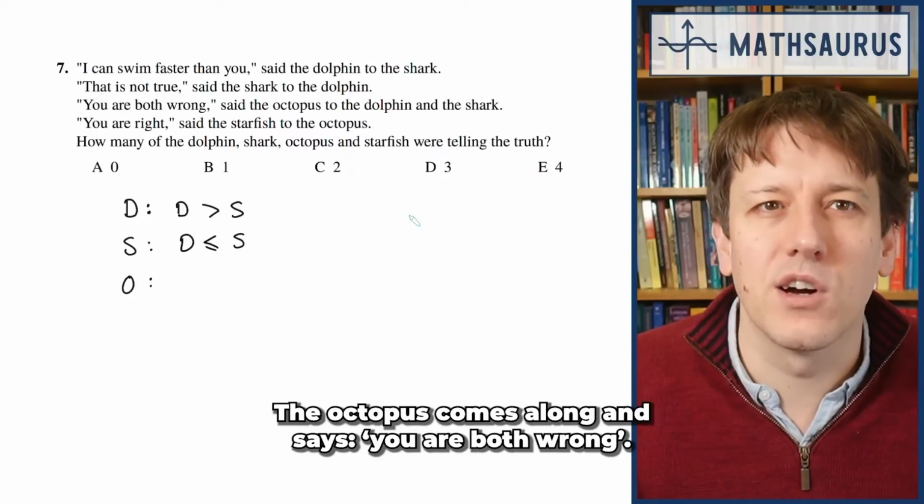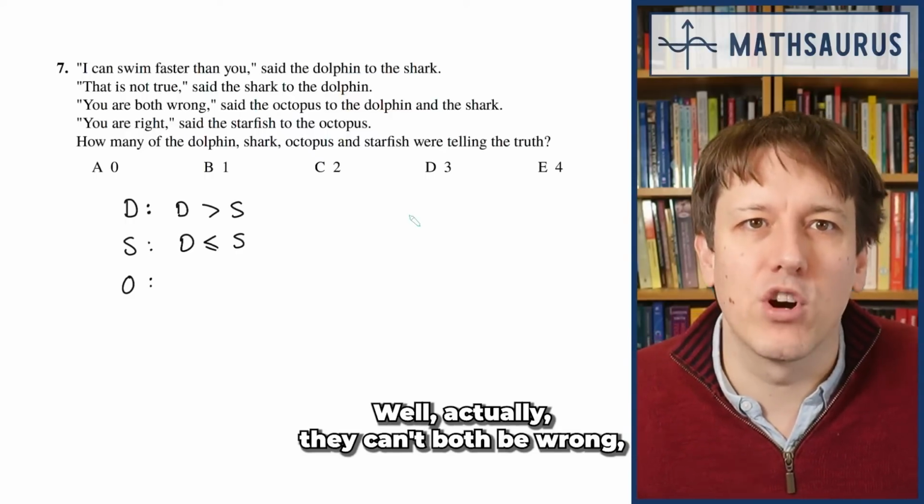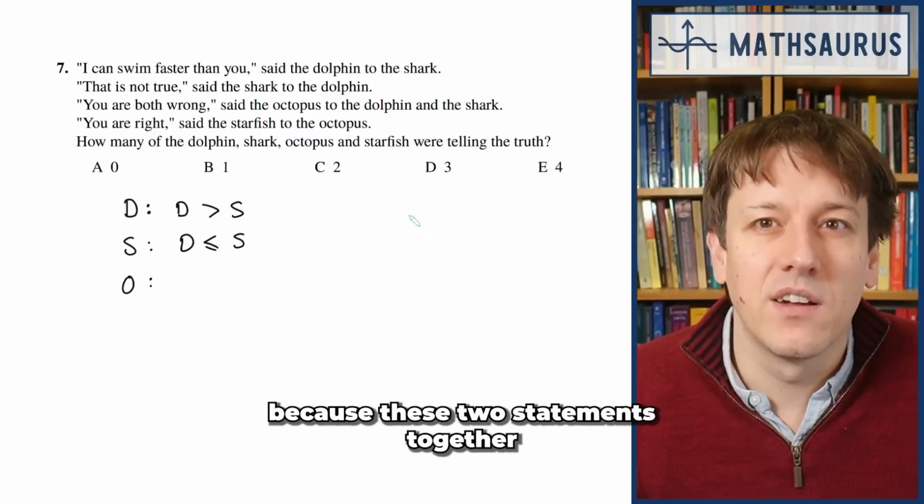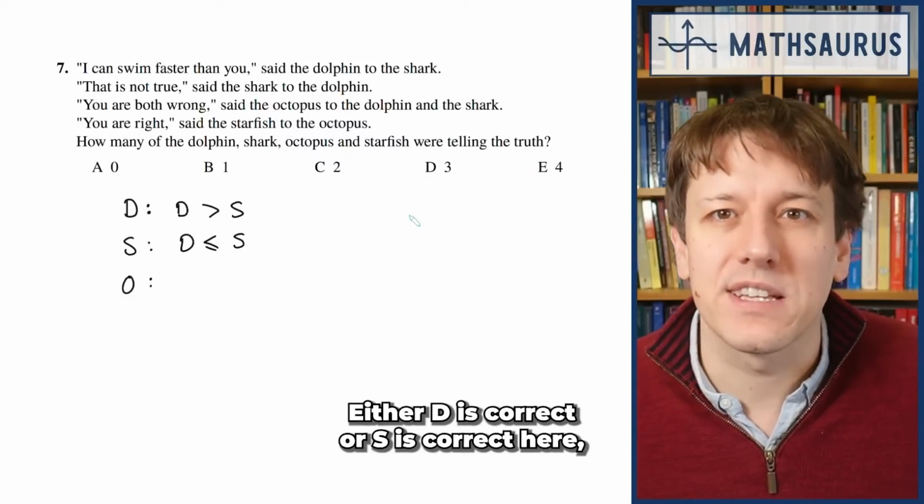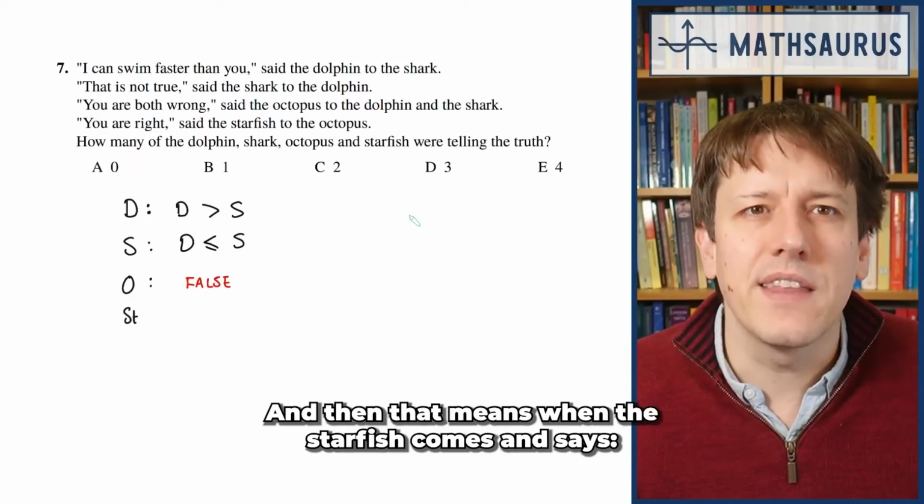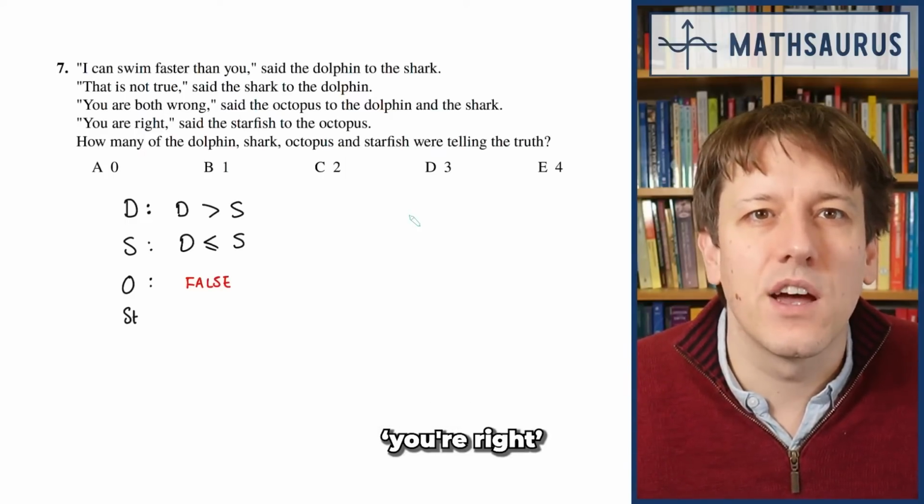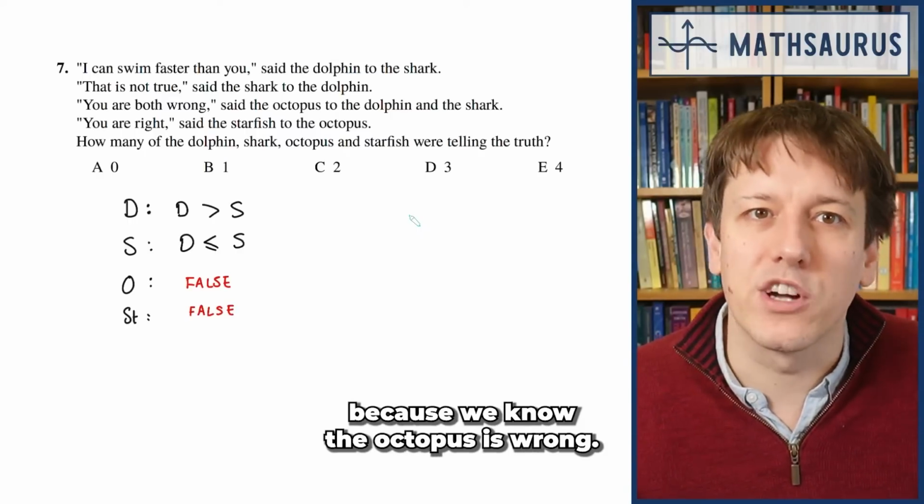The octopus comes along and says, you are both wrong. Well, actually, they can't both be wrong because these two statements together form all possibilities. Either d is correct or s is correct here, so they just can't both be wrong. The octopus's statement must be false. And then that means when the starfish comes and says, you're right to the octopus, well, the starfish must be wrong as well because we know the octopus is wrong.